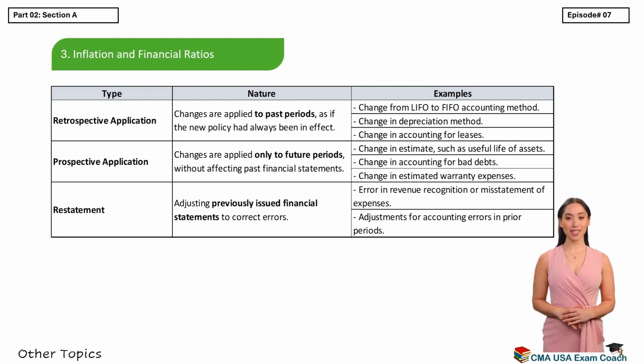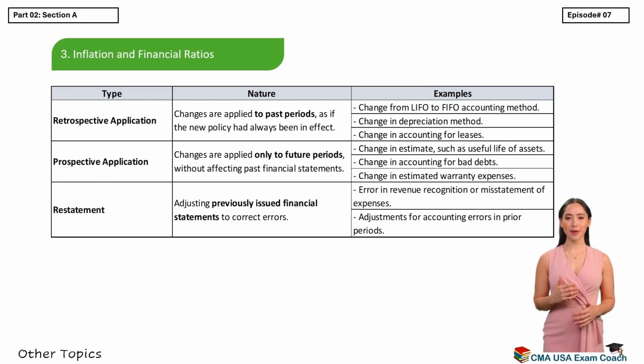The past financial statements would not be adjusted. Prospective application is also used when a company changes its accounting estimate, like an estimate for bad debts or warranty expenses, without affecting previous years. Now let's talk about restatement.